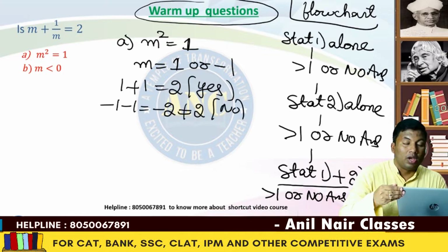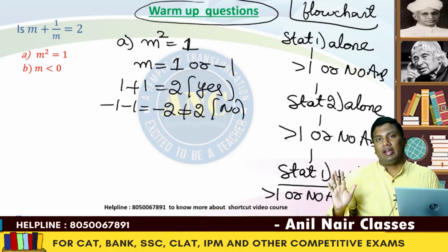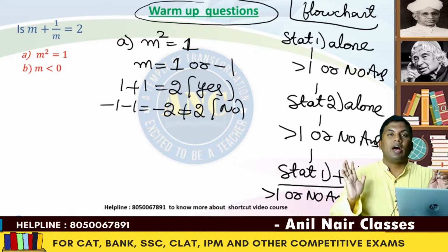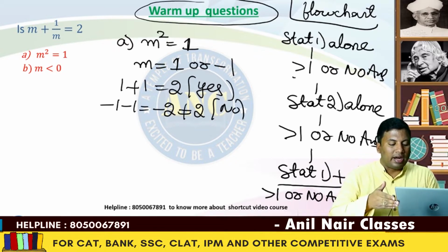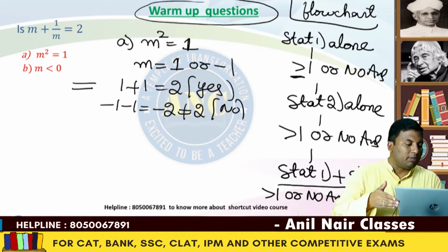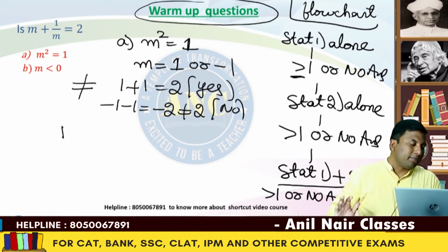I got to know I cannot definitely say whether m is 1 or m is minus 1. Sometimes yes, sometimes no. That means greater than 1 answer I am getting. Statement 1 alone is incorrect.